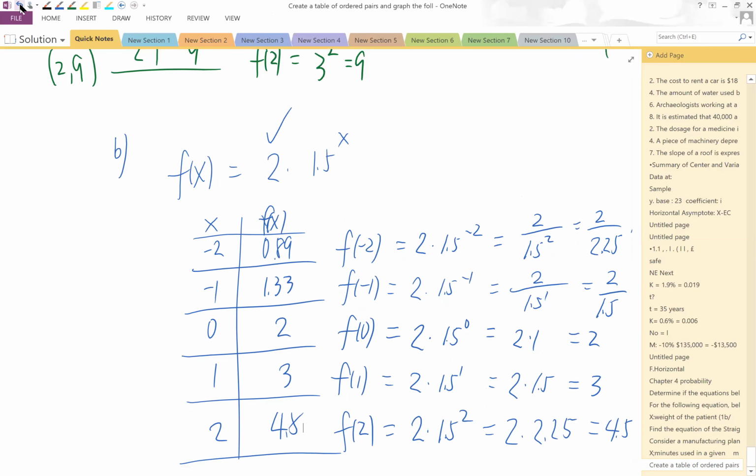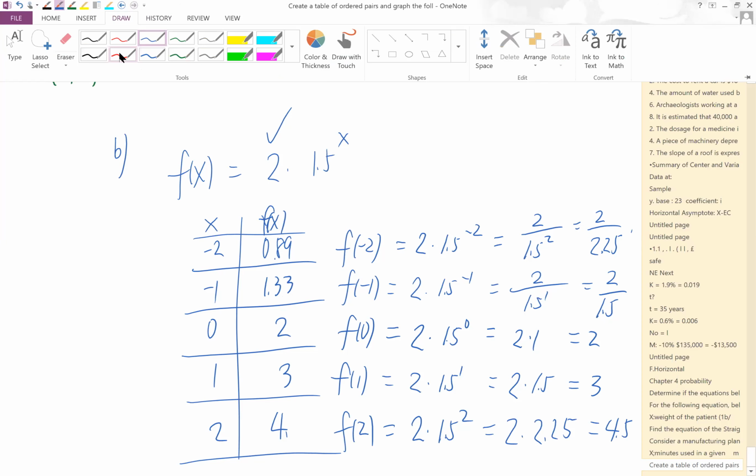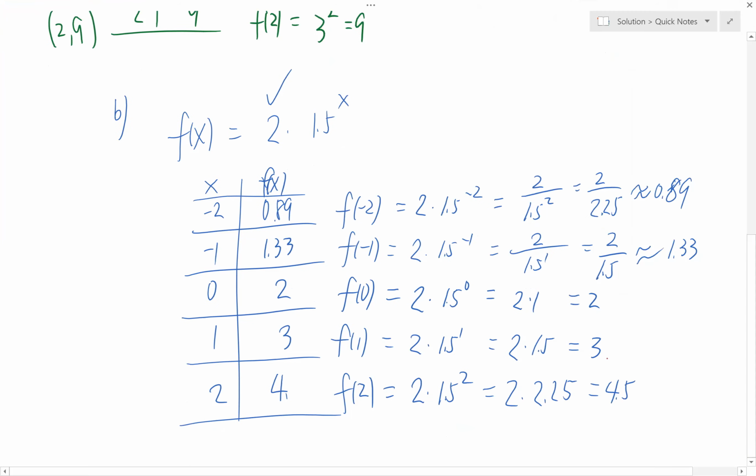And from there, we're going to graph it. Okay, so let's list all the order pairs. The first one, -2, 0.89. Second one, -1, 1.33. Third order pair, 0, 2. Then 1, 3, and 2, 4.5.